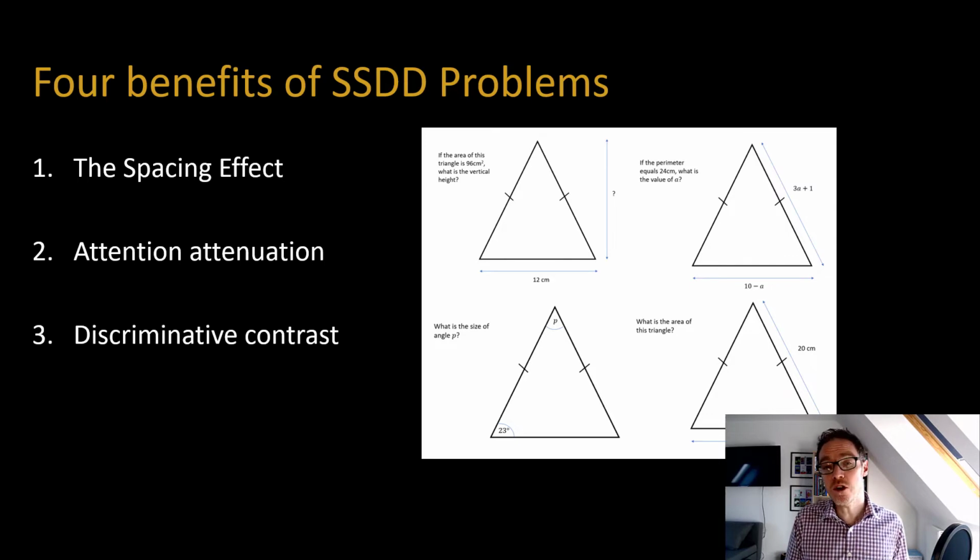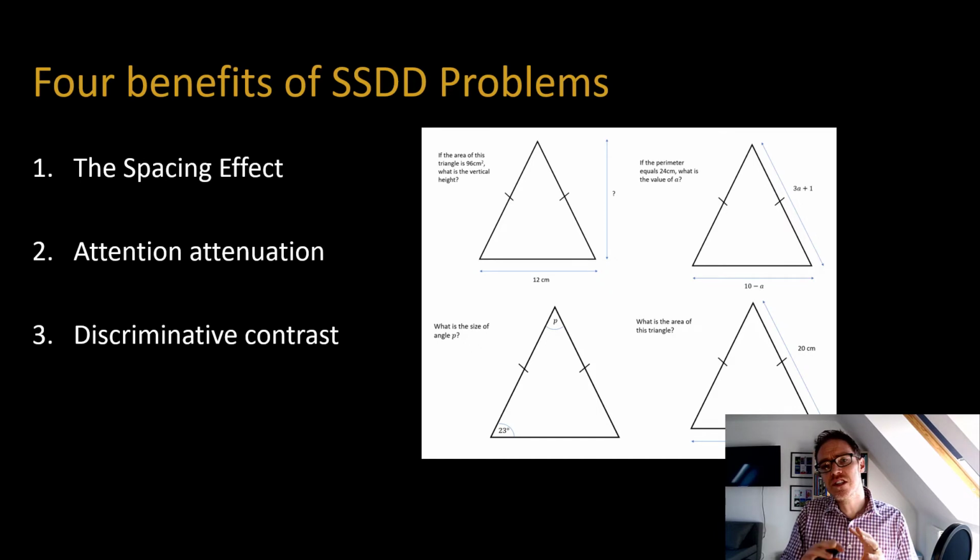Third, you get what's known as the discriminative contrast. This is potentially the most powerful benefit, I think, of SSDD problems. And that is students are compelled to compare the questions and ask themselves, what's the same, what's different, and how does that determine how I'm going to approach the problem to try and solve it? If these problems look completely different, you wouldn't get that discriminative contrast because the questions would be so different that you wouldn't be able to really make those comparisons, or they wouldn't be as useful.